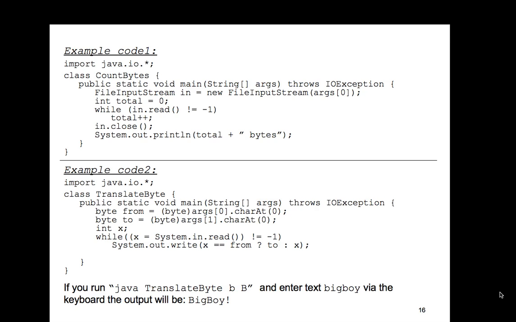So here's another example to translate the bytes: take each byte that's in the file and do something to it, to manipulate it. If you run the Java translate B to B and enter "big boy" via the keyboard and output it, it'll say "BIG BOY", capitalized. This one is changing lower to upper case or something of that nature.